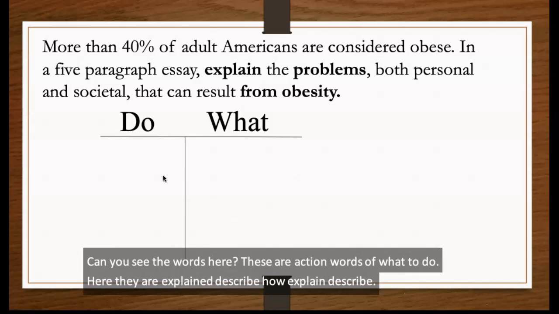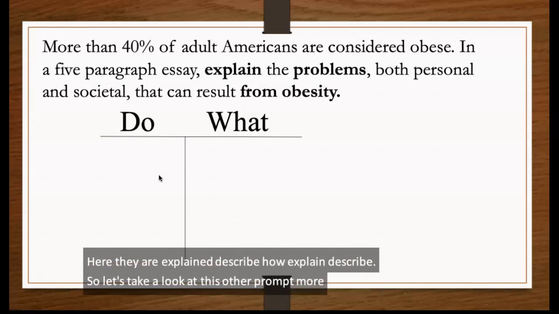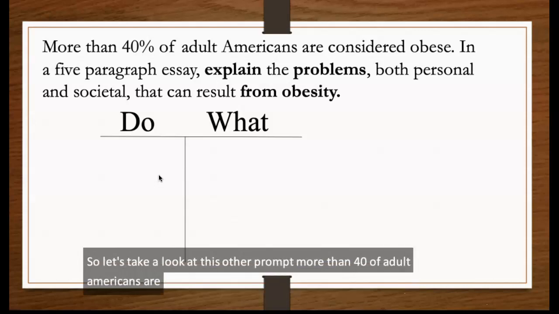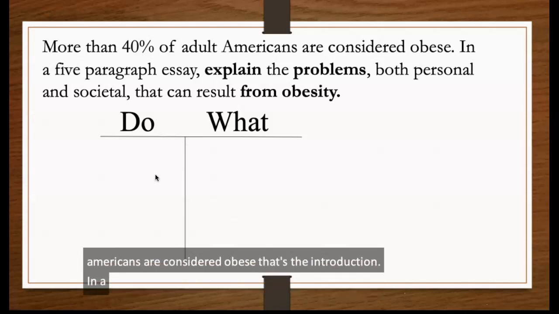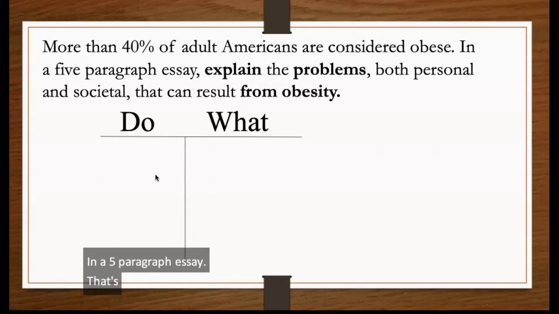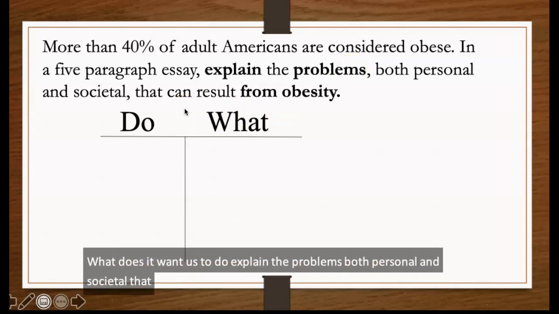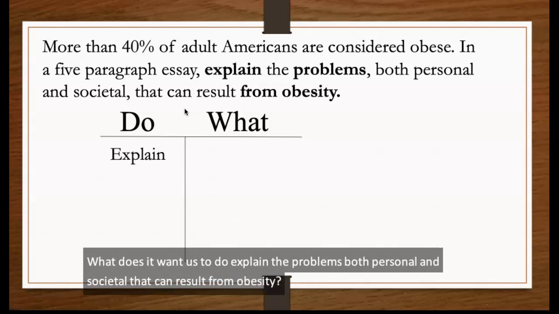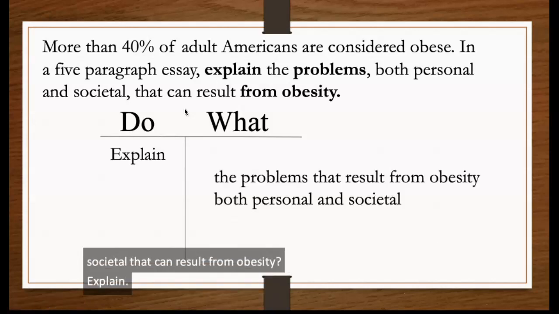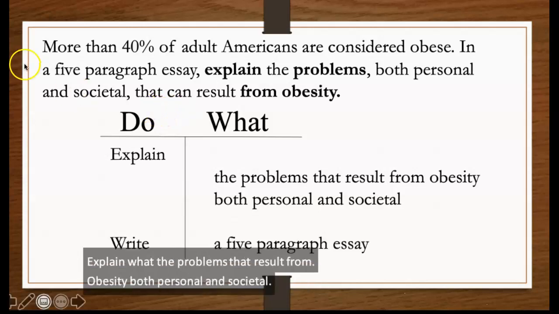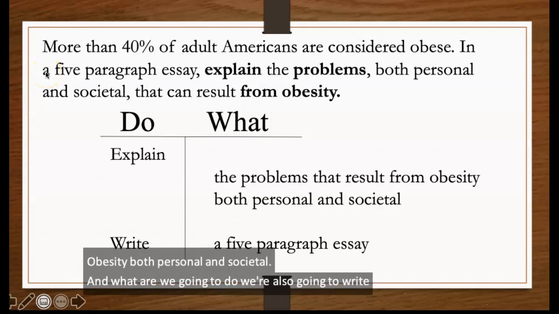So let's take a look at this other prompt. More than 40% of adult Americans are considered obese. That's the introduction. In a 5-paragraph essay, that's the form, what does it want us to do? Explain the problems, both personal and societal, that can result from obesity. Explain. Explain what? The problems that result from obesity, both personal and societal. And what are we going to do? We're also going to write a 5-paragraph essay.